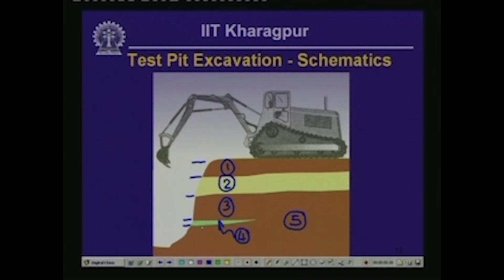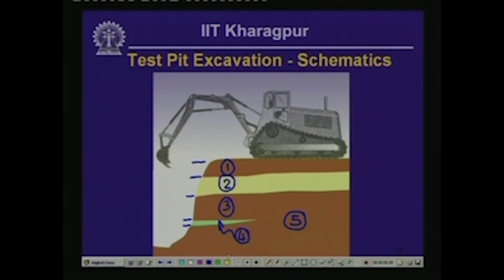and you have to take hand samples of each one of these different soil types, and you have to describe systematically all these different types of soils using the procedure that was given in the previous lesson. Okay, so that is the details about how a test pit excavation is done and what the information available from test pit excavation is.